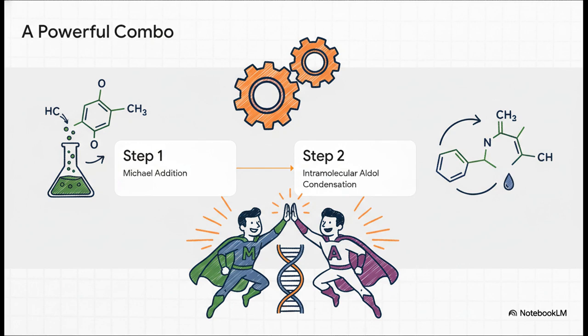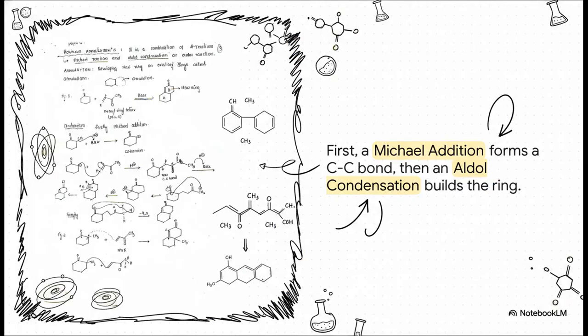The first punch, of course, is the Michael addition we just learned, and that's immediately followed by a second reaction called an intramolecular aldol condensation. When you put them together, they create an incredibly useful transformation. So let's trace the whole process right here on the screen. Look closely. It starts with our Michael addition, right?